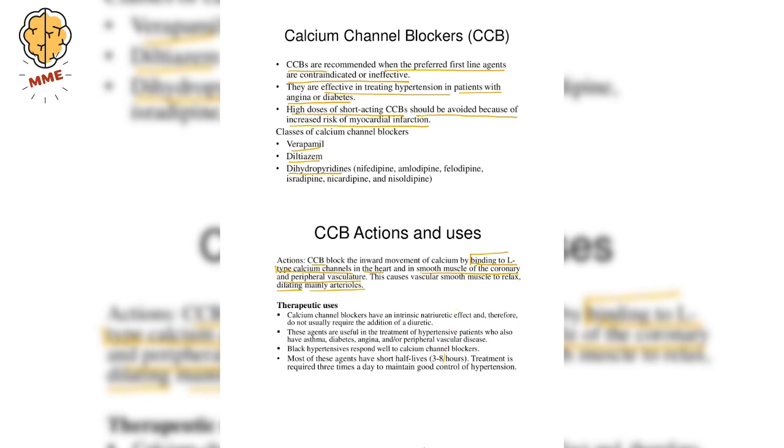Now, the therapeutic uses of calcium channel blockers: they have an intrinsic natriuretic effect and therefore do not usually require the addition of a diuretic. These agents are used in treatment of hypertensive patients who also have asthma, diabetes, angina, and or peripheral vascular diseases. Black hypertensive patients respond well to calcium channel blockers mostly. Most of these agents have short half-lives. Treatment is required 3 times a day to maintain good control of hypertension.